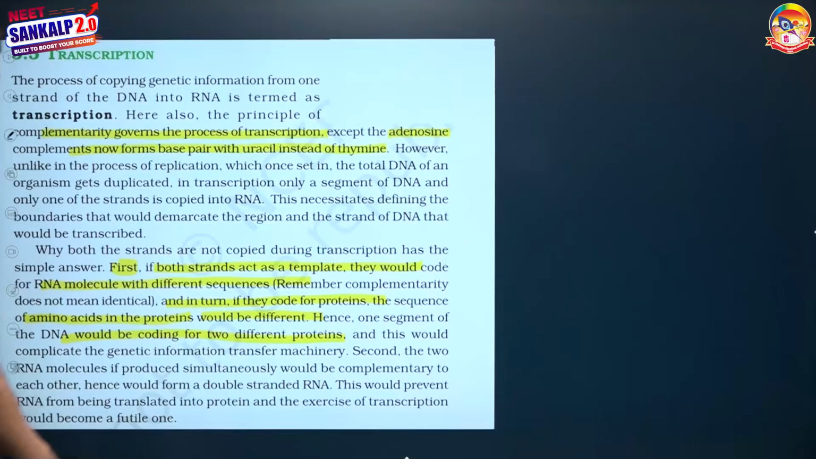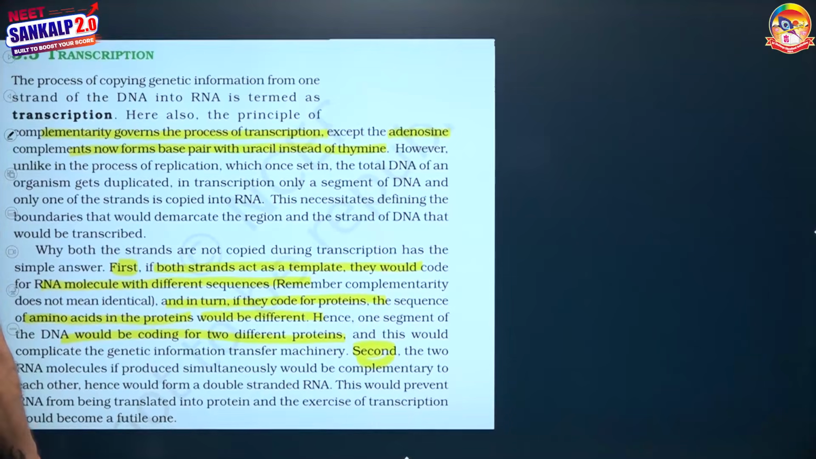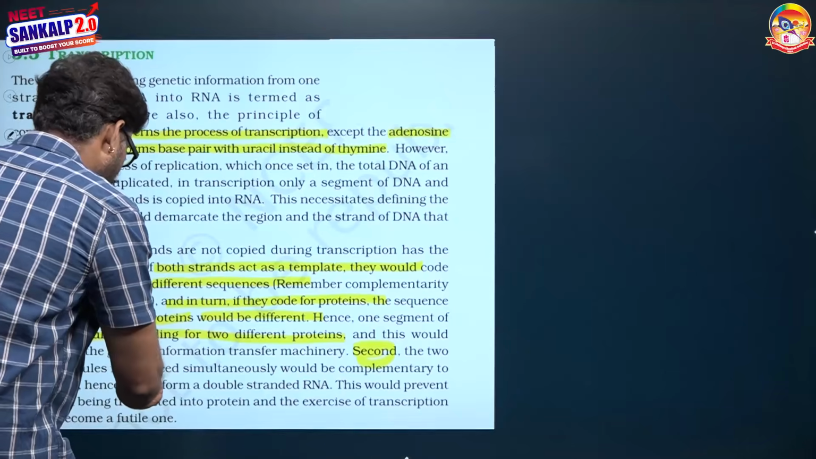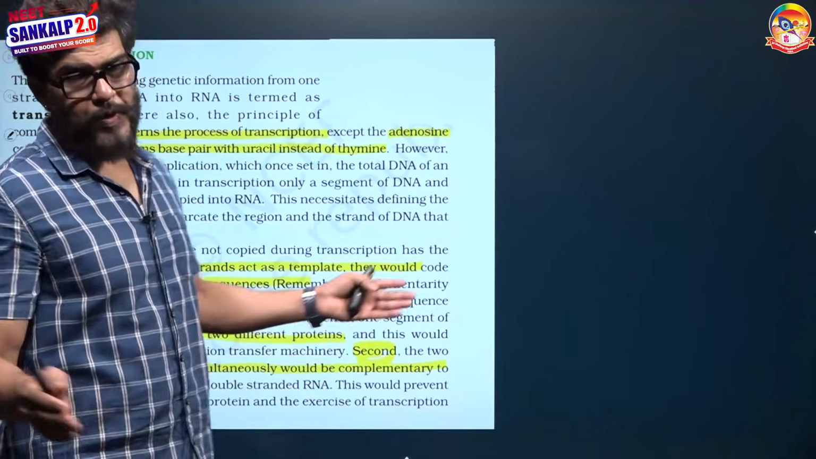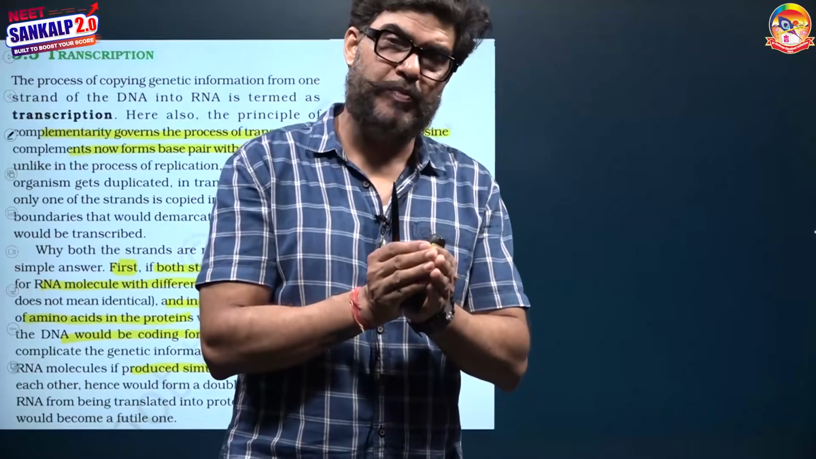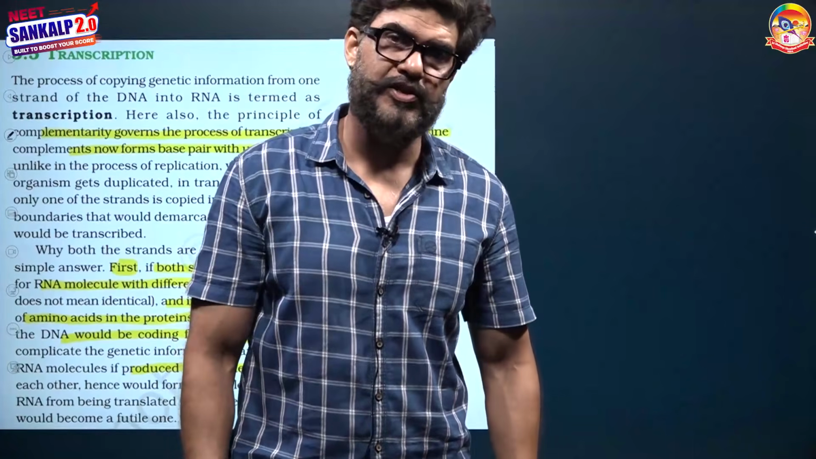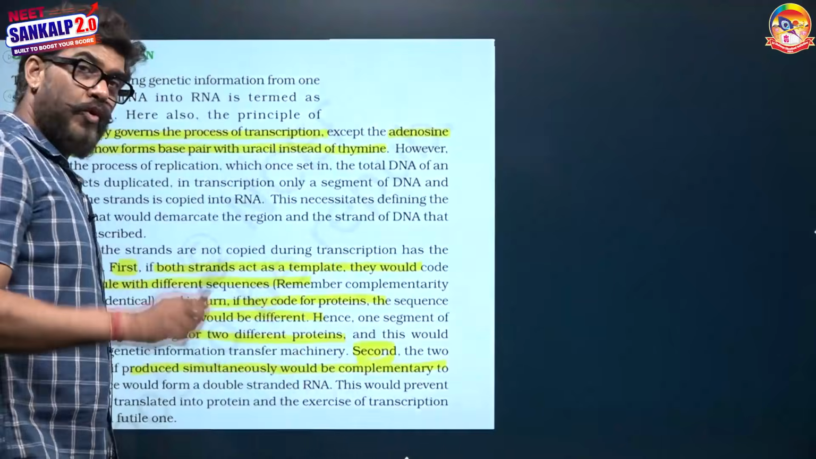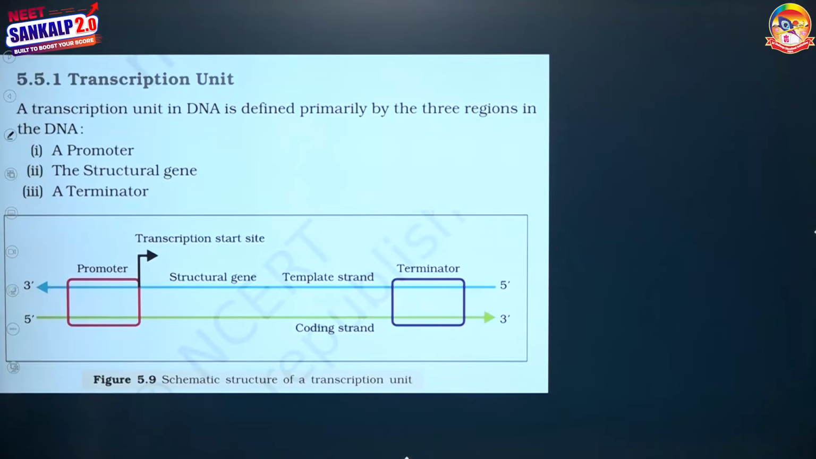The second reason they mention here is that if two nucleotide strands were produced simultaneously, they would be complementary to each other, and complementary strands would join together and become double-stranded RNA. Double-stranded RNA will not take part in translation, so translation will not happen. So only one strand will take part. This would prevent RNA from being translated.